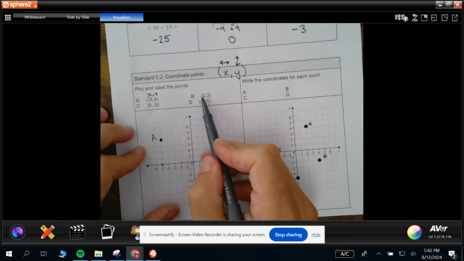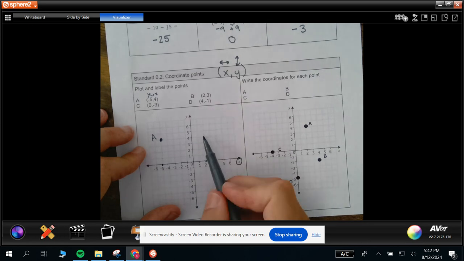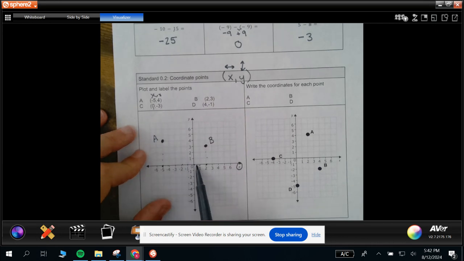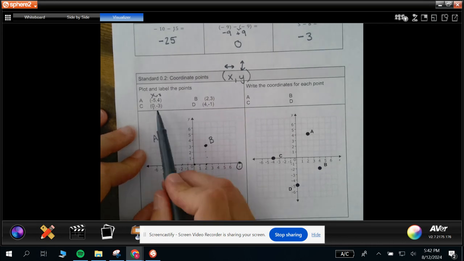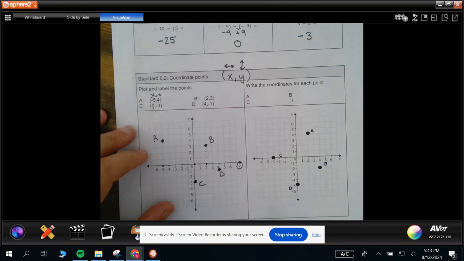For B, I see a +2 on the x, the first number. So I go 2 to the right, and a +3 on the y. 1, 2, 3. So B is going to be right there. C, 0 on the x, which means I don't go left or right at all. I just stay right there in the middle. -3 on the y. So I go down 3. 1, 2, 3. So point C is down there. Lastly, for D, I see a 4 for x. 1, 2, 3, 4. So 4 to the right. -1 means to go down 1. So point D is right there.